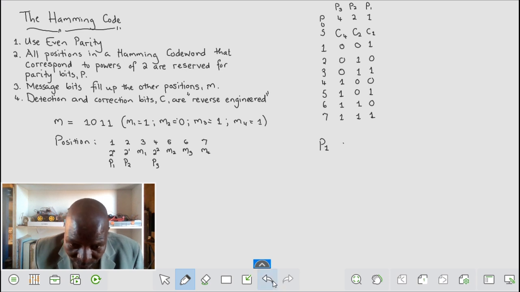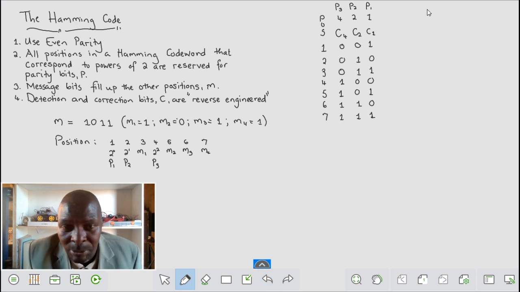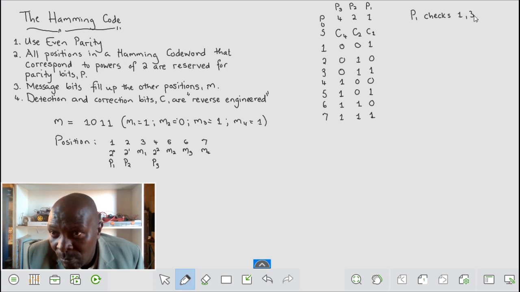Let me rather save space. I may need more space. I want people to be able to refer to this session here without going to another page. So P1 is reserved to check odd counts, and the odd counts are count 1, count 3, count 5, and count 7.